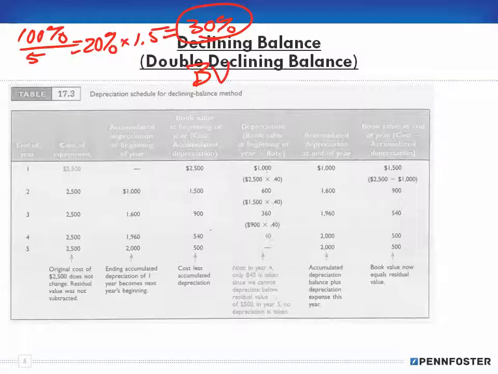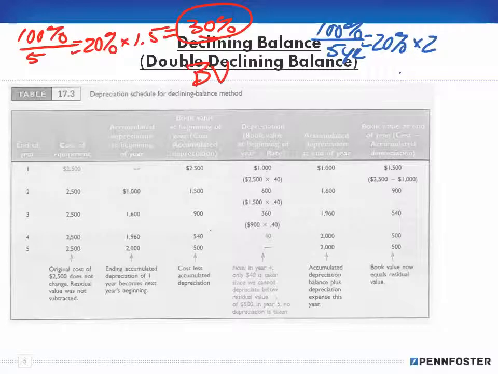Now let's take a different scenario. Let's take 100%, and we're still going to use the 5 years, which gives me 20%, but instead of 1.5, we're going to use the maximum of 2. Well, that means we're depreciating 40%. We're depreciating the book value by 40% each and every year. This example is using the factor of 2, which gives us the rate of 40%.